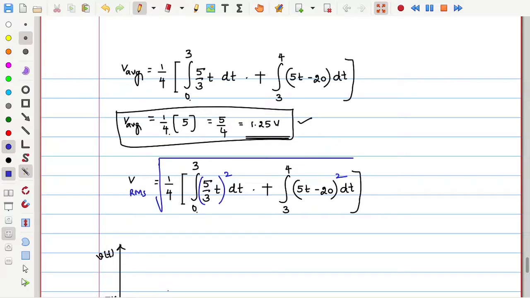So for the time being, evaluate this. Let me evaluate. So integration part, let me check first, then I will add 1 by 4 and etc.